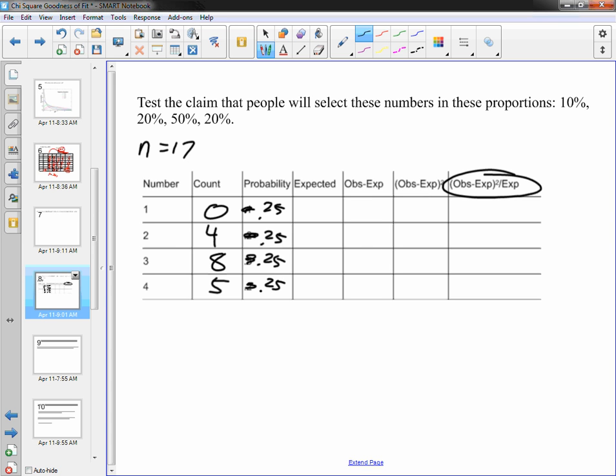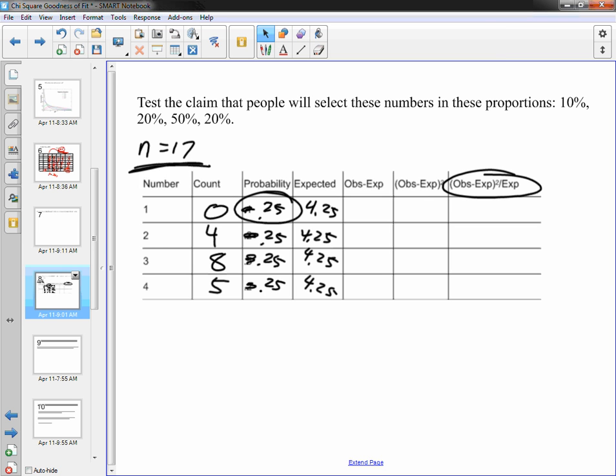What's your expected value for 1s then? Expected value, Ben, not observed value. If we were gonna survey 17 people, and there's a probability that a fourth of them will give you a 1. Okay, so what's the expected value? Yeah, they'll all be 4.25. If you add all those together, that'll give you a total of 17.